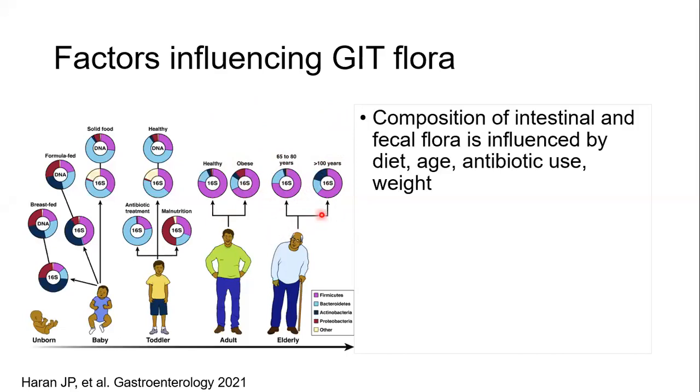So the composition is influenced by not just diet, but also age, antibiotic use, weight, race, geographical location, all seem to also have a role to play in terms of the bacterial flora. And of course, geographical location and race is also playing a part in terms of the diet that we're going to eat. So all those features have been found to have a role in determining what your profile of normal flora is, and especially the gut flora.